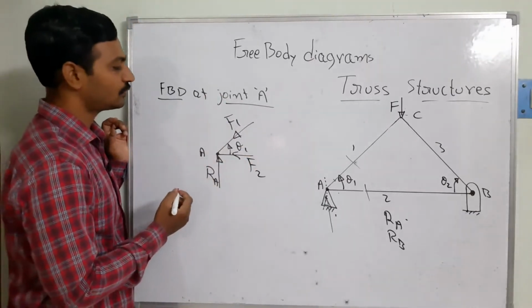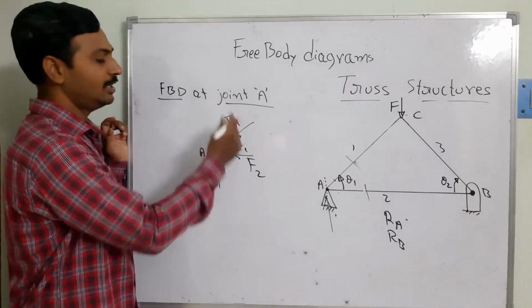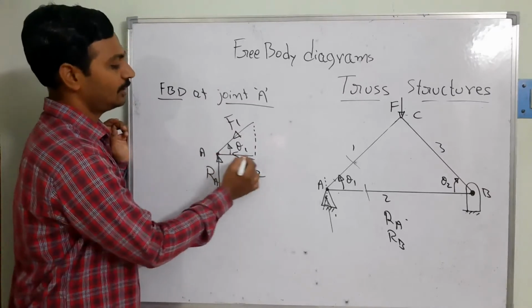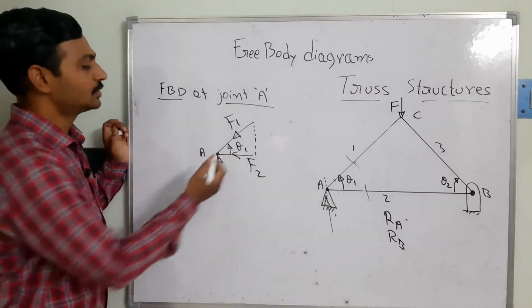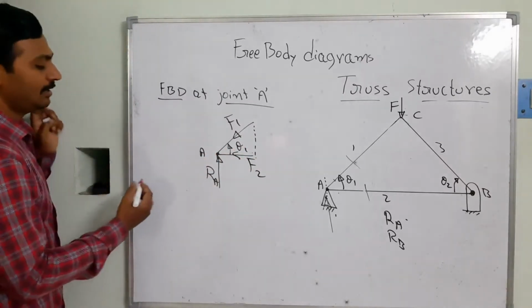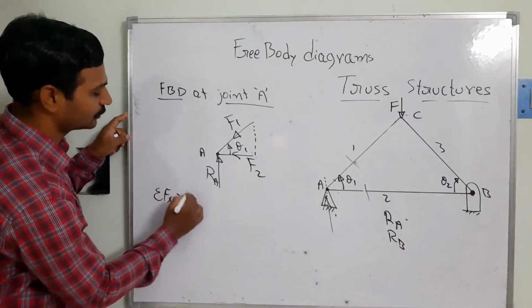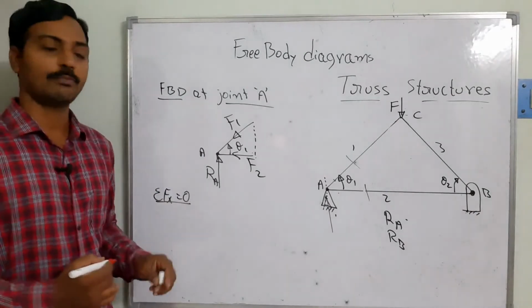So how am I going to resolve it? One is going to be in the opposite direction. That means the vertical component is going to be over here and this is going to be the horizontal component, right? So I am going to take it using the equations of equilibrium, that is sigma Fx equal to 0.